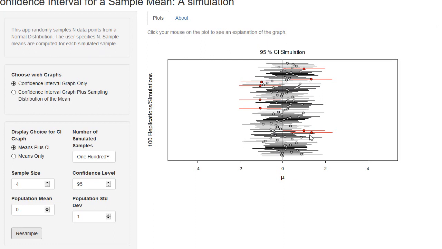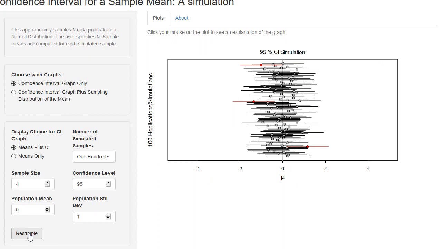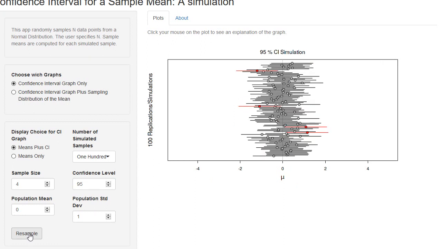Notice it varies because there's variation in samples. But we keep on sampling, and you notice that some of them, like this one with 4, have fewer than 5 red intervals, and some have more than 5. But on average, we'll have 5 red intervals, meaning 5 intervals that don't contain the population mean, and 95 that do. That's what that 95% means: 95% of the intervals will contain the population mean.